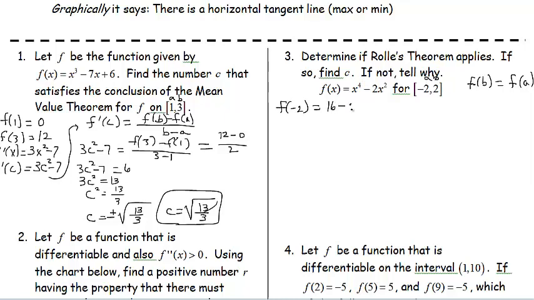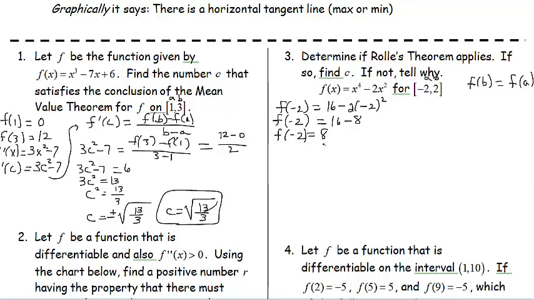plugging that in, gives 16 minus 2 times negative 2 squared. And you might already see that because these exponents are even, if you plug in a negative number, you're going to get a positive result from that. So I'm pretty suspicious. I think that it is applicable. So 16 minus, this is 4, 4 times 2 is 8. That's going to be 8.